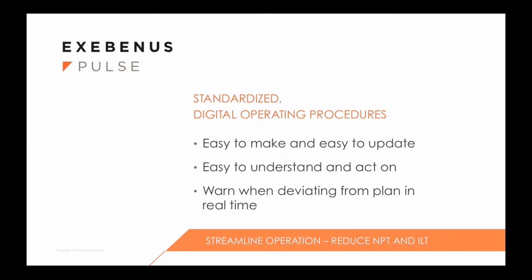We hope you enjoyed this demonstration of the Exebenus Pulse Run module, where digital operating procedures are easy to make and easy to update. When you merge them with real-time data, they're easy to understand and act on, allowing you to be warned when you're deviating from plan, all with an effort to streamline your operations to identify and reduce NPT and ILT.